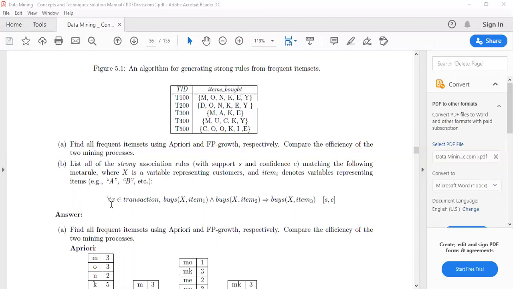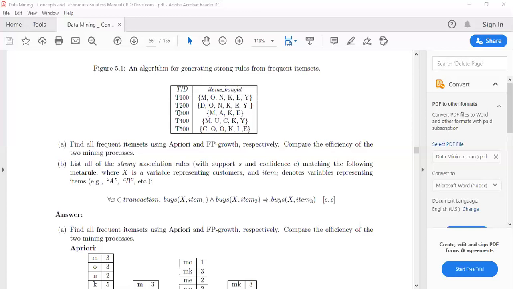How to represent it: for every variable X in transactions, if X buys item 1 and X buys item 2, which implies X buys item 3 with support count S, confidence C. So we have to prove it with all the transactions. Suppose X is buying item 1 and item 2, then obviously X has to buy item 3 with the support and confidence count. We have to prove it.